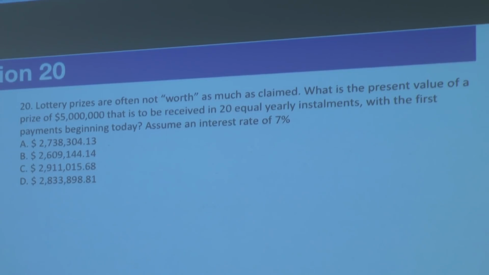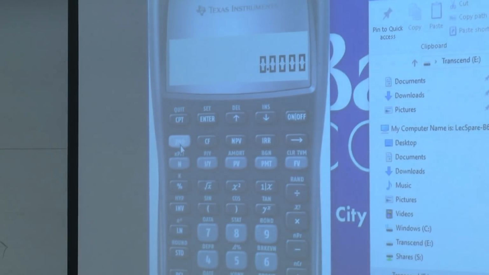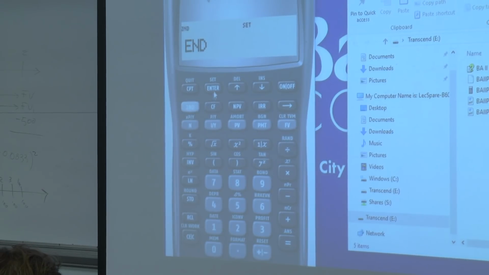You put it in the calculator. Calculator in begin mode, right? Okay, present value is what? 5 million. Present value. The n is 20, he says. Okay. I don't remember the interest. 7%.